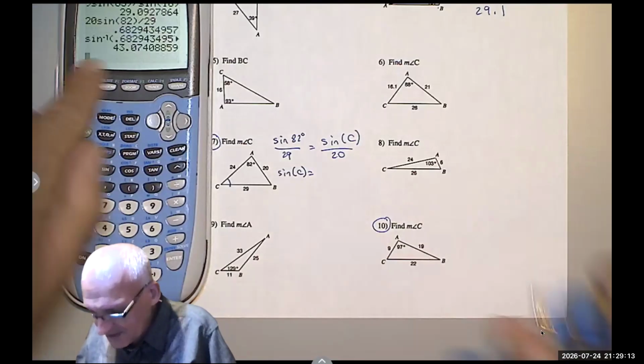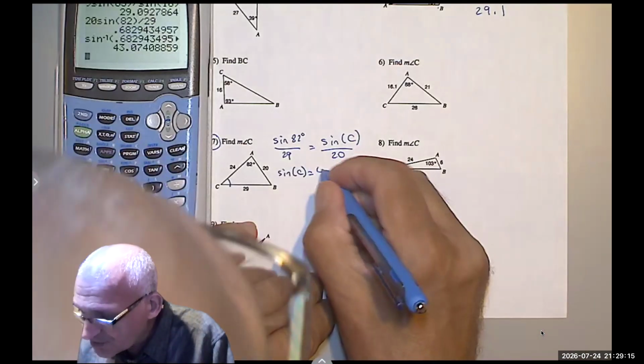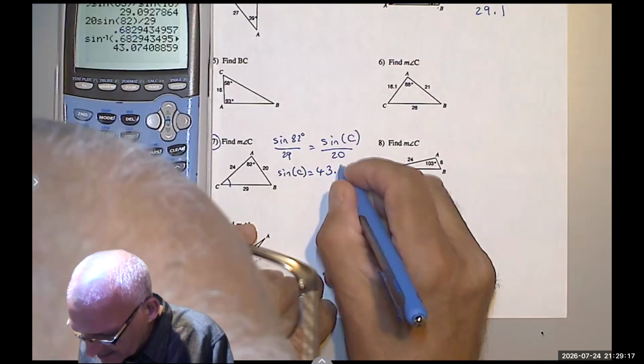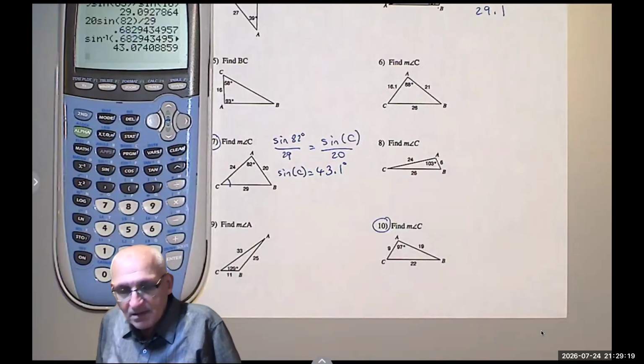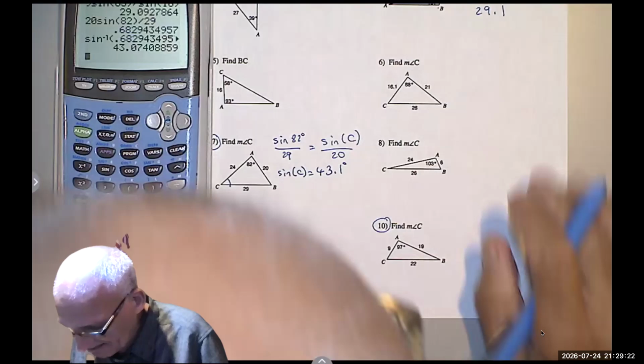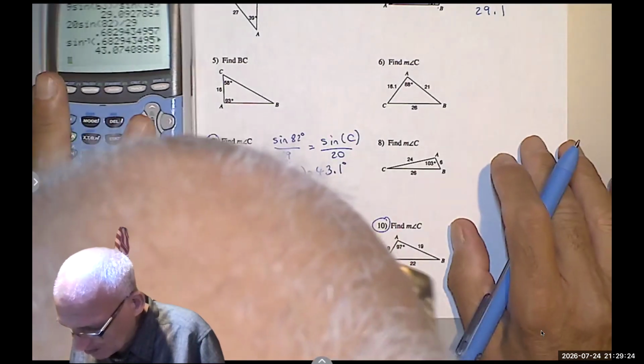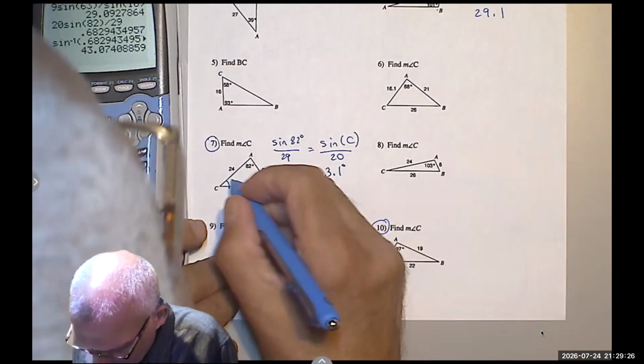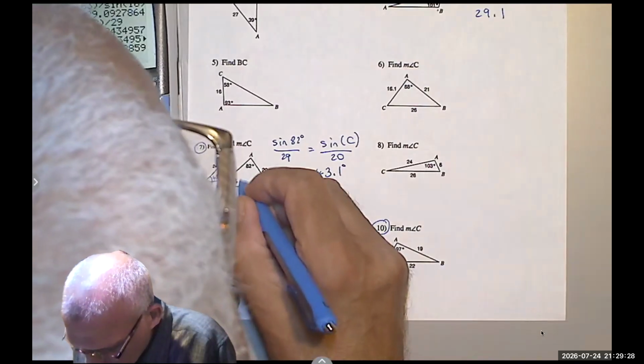I get 43.1 degrees if they want me to use the nearest tenth. 43 degrees. Okay. 43.1.